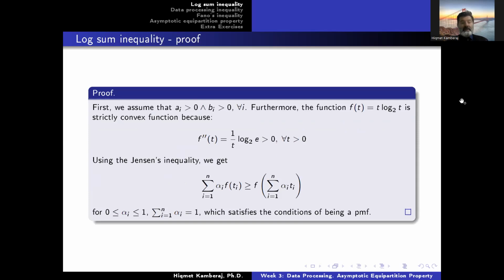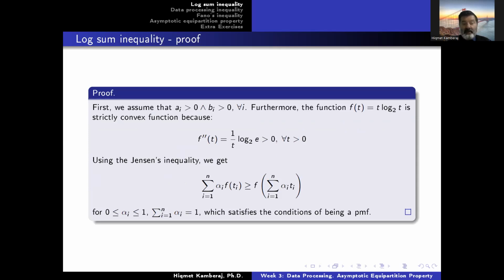First, we assume that ai and bi are greater than 0 for every i. Furthermore, the function f of t equal to t log base 2 of t is a strictly convex function because the second derivative of f with respect to t is equal to 1 over t log base 2 of e, which is always greater than 0 for every t greater than 0.